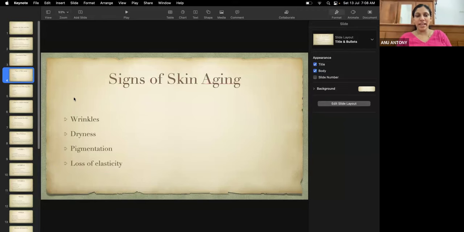Coming to the basics of skin aging, these are the basic signs: wrinkles, dryness, pigmentation, loss of elasticity, where you feel that your skin is not plump, and the hair has lost its lustrous, shiny look. In earlier days, these signs were seen after 50 plus years. But nowadays, because of the lifestyle and stress people have, they start seeing them from the age of 30. And nowadays the advertisements say you can start using vitamin C serum or retinol serum from 18 years. It is definitely not needed.